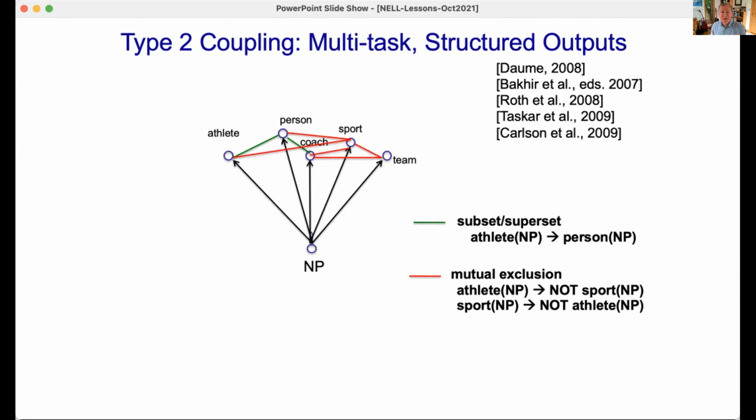But importantly, we could use background knowledge about, for example, which categories are subsets of which. Athletes are a subset of people. And so if NELL learns to predict for a certain noun phrase that it represents an athlete, then it must also predict that it's a person. To predict that it's an athlete and then have a different function predict it's not a person would be inconsistent. So here's another kind of consistency constraint. Similarly, there are a lot of mutual exclusion consistency constraints. If something is a sport, then it's not an athlete.